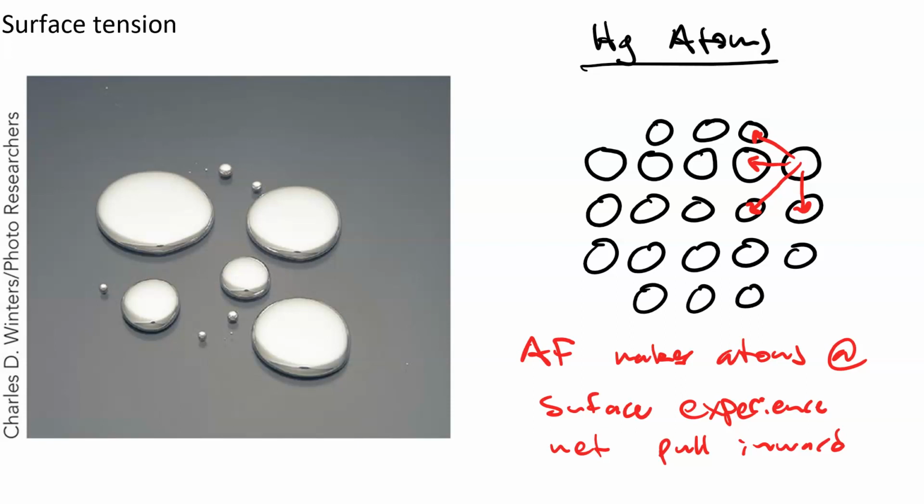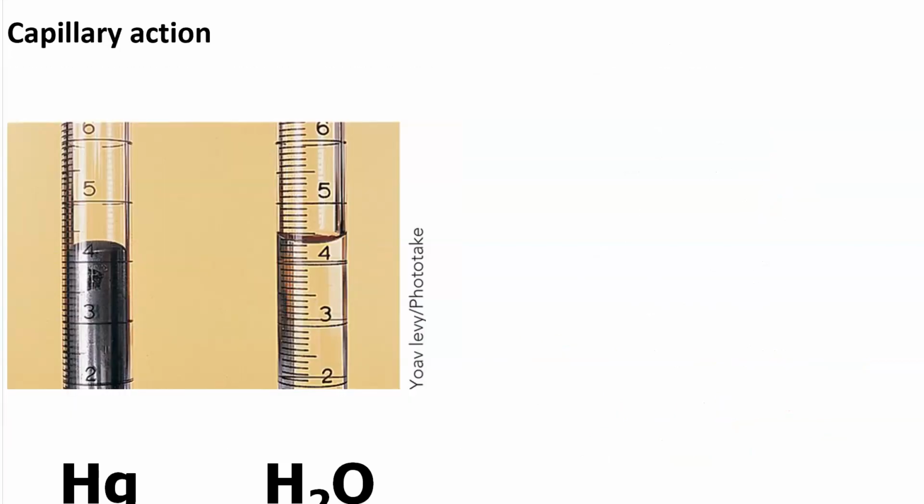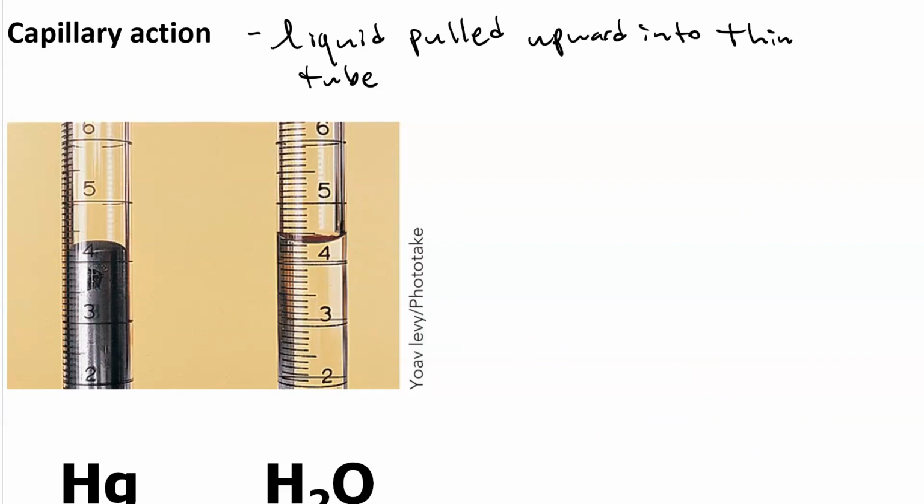Have you ever seen those bugs that can walk on water? It's because their weight is less than the surface tension. So this is also the reason why droplets of water are spherical. Another property of liquids is capillary action. A capillary is a thin tube. So capillary action is when you take a thin tube and you stick it into a droplet of liquid, and the liquid gets pulled up into that tube.